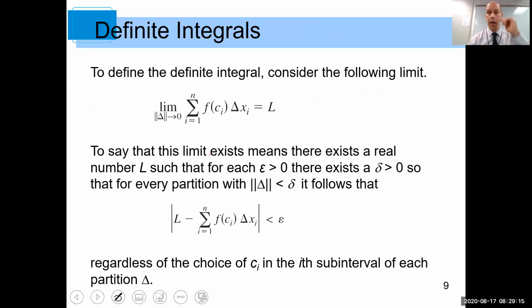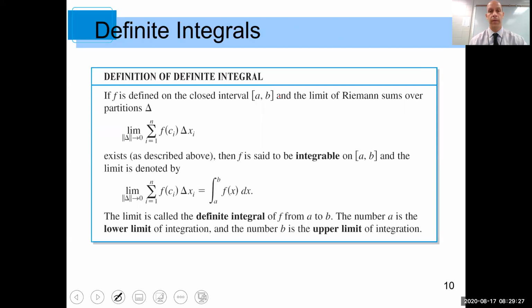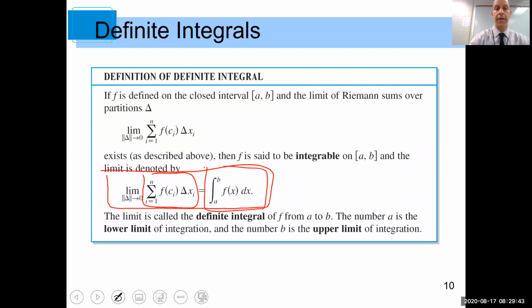To define the definite integral, consider the following limit. So again, this is a definite integral. Now, if we throw a limit in front of that involving the norm, this is how we're going to get to our definite integral. And here is the definition of a definite integral. Here is the key idea: our Riemann sum, if we take the limit of that as the norm goes to 0, is our definite integral. And remember, this is what we want to get to, and we'll talk more about the shortcuts later.